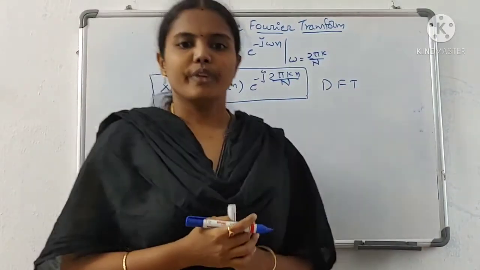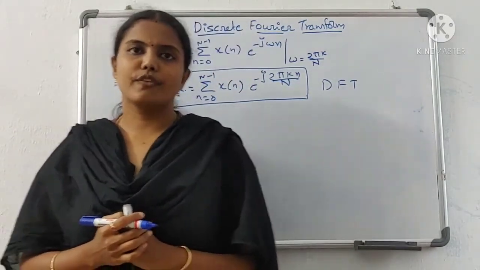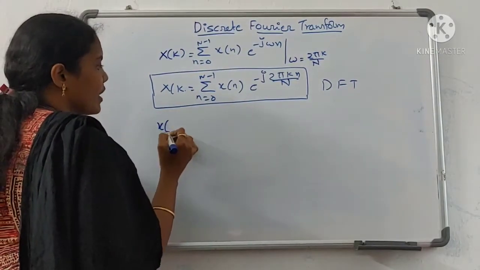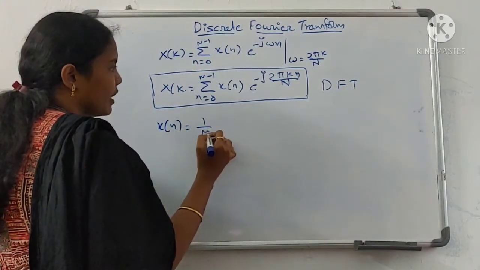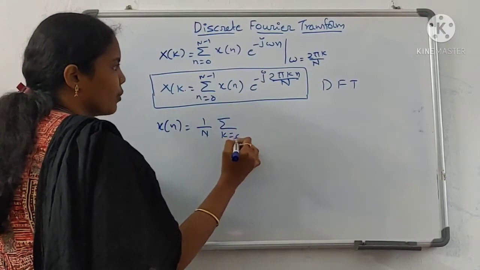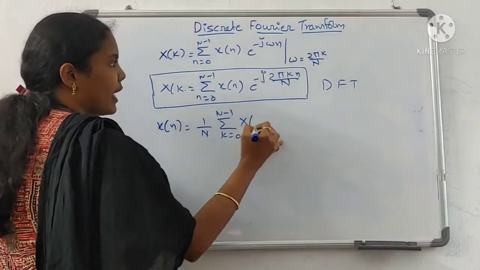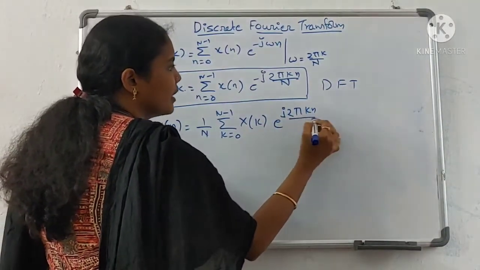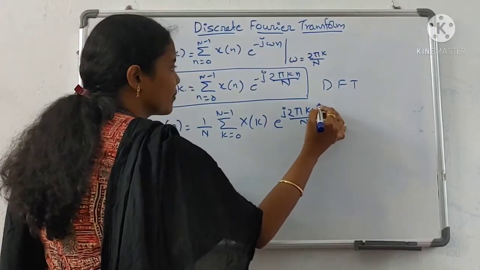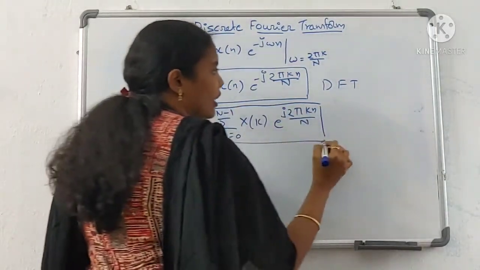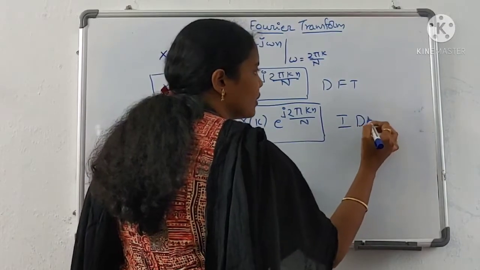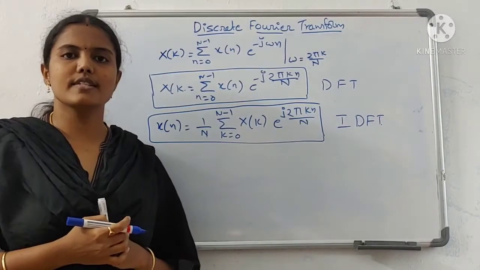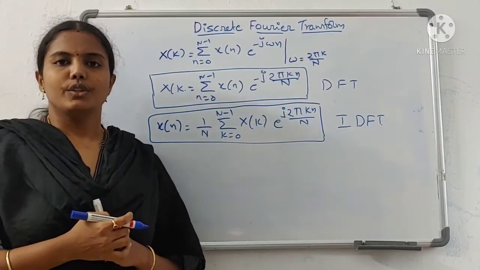Now the inverse discrete Fourier transform is defined as x of n is equal to 1 by N summation k is equal to 0 to N minus 1 x of k e power j 2 pi kn by N. So this is the inverse discrete Fourier transform. That is the definition of DFT and inverse DFT.